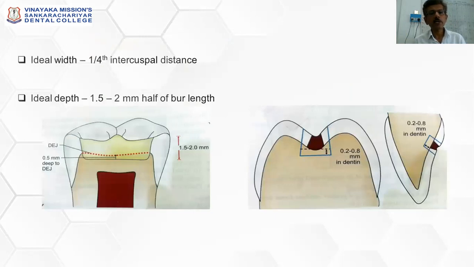Now, coming first to the ideal width of the cavity, it should be 1/4 the intercuspal distance. When you make the cavity, see to it that you don't put the cavity onto the cuspal margins or cuspal ridges. Why? Because you end up weakening that particular tooth structure.